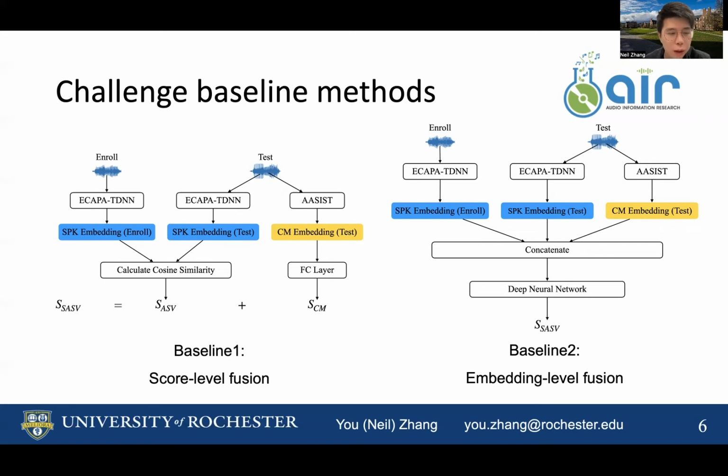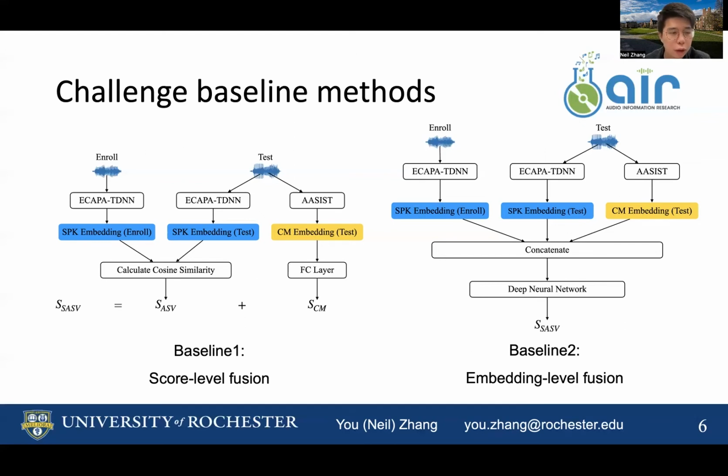In the next stage, the baseline 1 method first calculates the cosine similarity between the two speaker embeddings. This is the ASV score. For the anti-spoofing part, the CM embedding goes through the FC layer to provide the CM score. Note that this FC layer is also from the AASIST model, so it is also pre-trained and fixed in baseline 1.